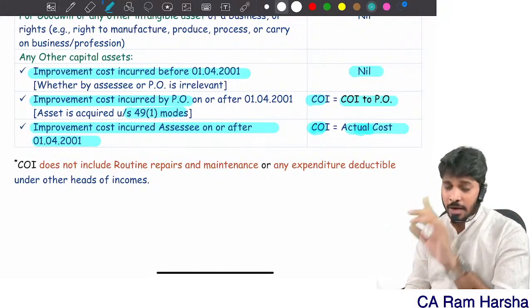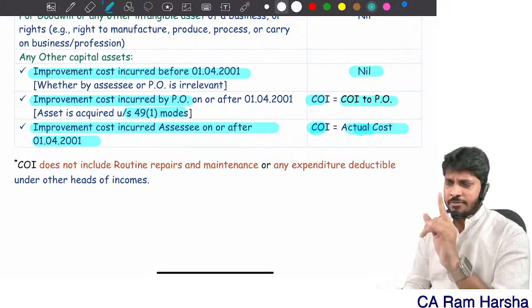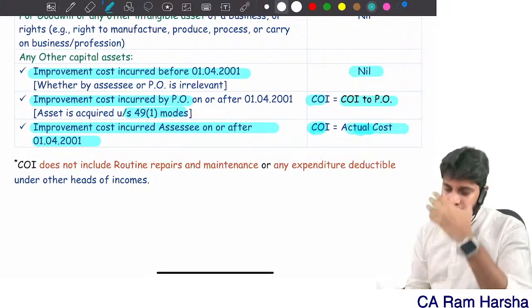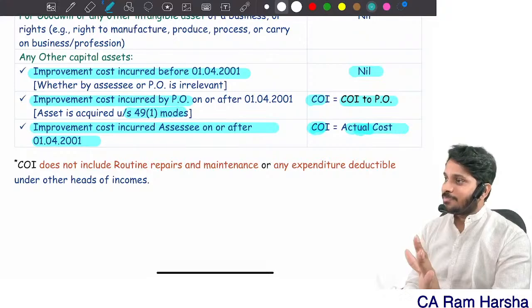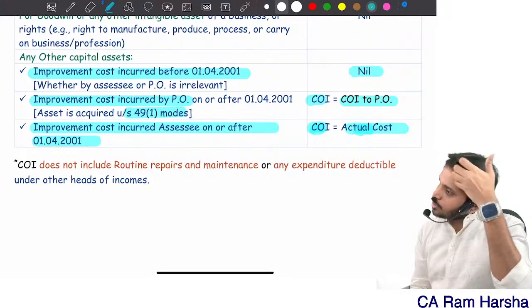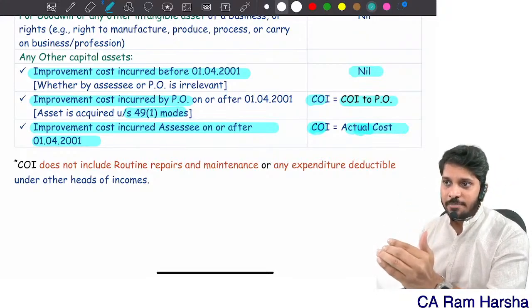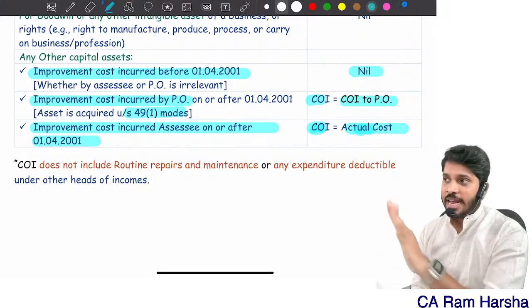Remember? Same way, one point I need to clarify. Section 51, forfeiture of advance is there, right? Advance forfeited by the previous owner, ignore. Sometimes in the problem, previous owner information might be given. Advance forfeited by the previous owner is not taxable in the hands of the assessee.